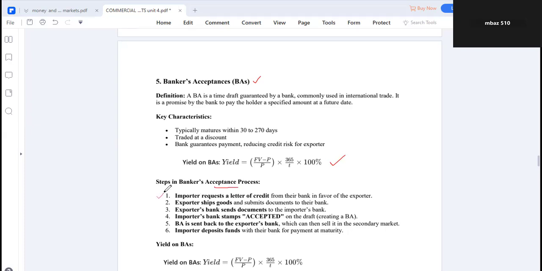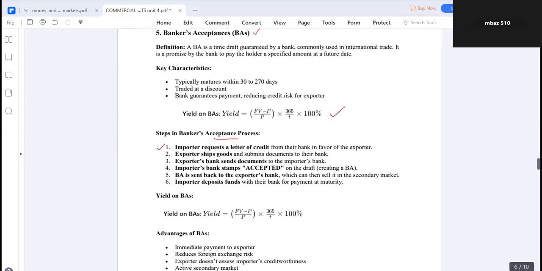So there are steps that must be adhered to when we are looking at the banker's acceptances. The first one is that the importer will request a letter of credit from the bank in favor of the exporter. And the exporter will ship the goods and submit the documents to the bank. Then the exporter's bank will send the documents to the importer's bank. And the importer's bank will stamp as accepted on the draft, creating a banker's acceptance official. So the BA is sent back to the exporter's bank, which can then sell it in the secondary market. So the importer will deposit funds with their bank for payment at maturity.